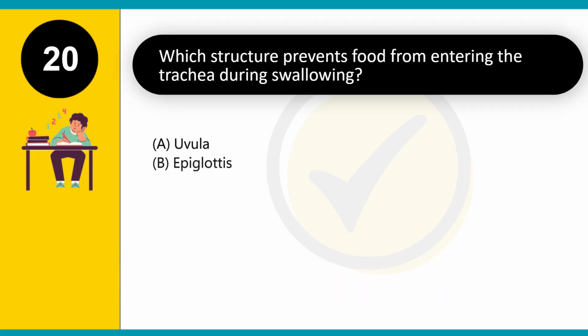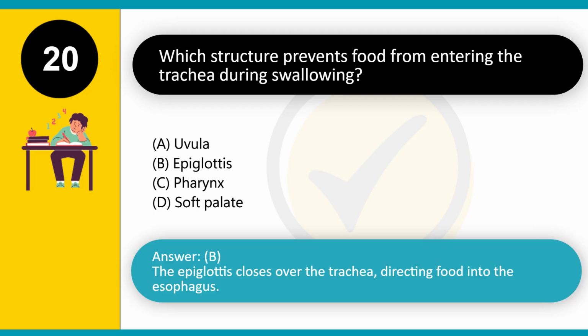Which structure prevents food from entering the trachea during swallowing? A. Uvula. B. Epiglottis. C. Pharynx. D. Soft palate. Answer, B. The epiglottis closes over the trachea, directing food into the esophagus.